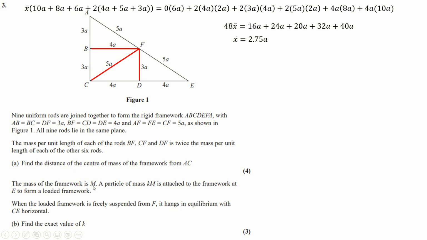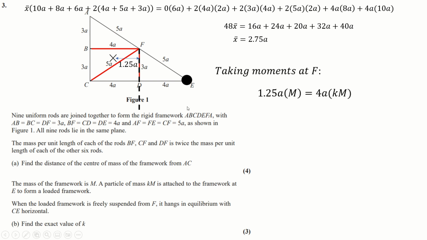The mass of the framework is m. Particle of mass km is attached to E, so that just goes there. Mass km going downwards. When it's freely suspended from F, CE is horizontal, so it suspends down like this. So therefore, the centre of mass of the framework, which is somewhere over here, is 2.75a across from AC, which therefore means 4a minus this is 1.25 this way from this line. The moment here, so w times this, is equal to the moment here, which is 4a times kw.